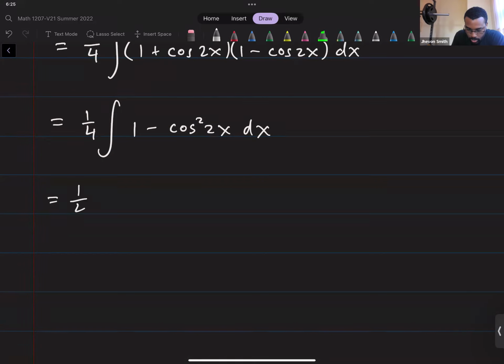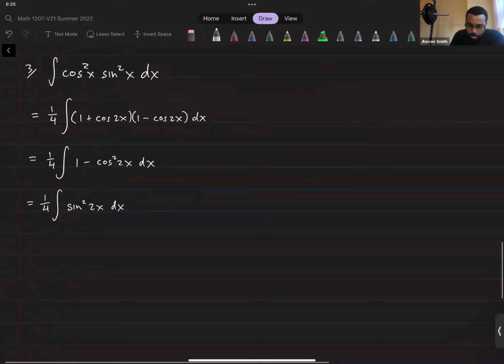One thing you could notice, there are many things, but one thing you could notice, 1 minus cosine squared is what? That's just sine squared, right? This all reduces to that.